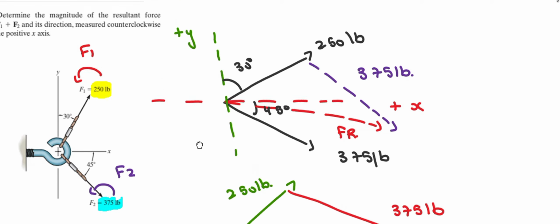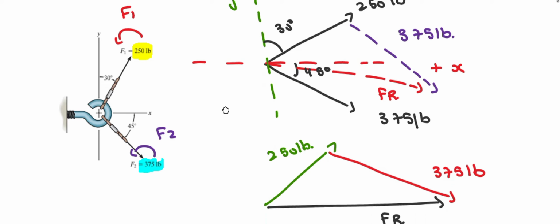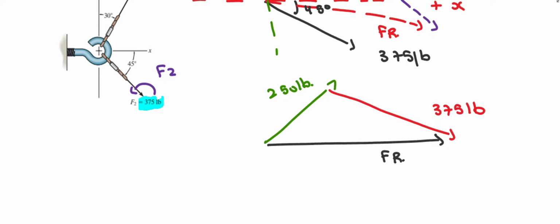The point to be noted here is that the resultant vector is not acting along the positive x-axis. Remember this: unless the question says that the resultant vector is acting along the positive x-axis, you should not consider it along the positive x-axis. So this is our triangle, and in a triangle there are three angles. Let's call this alpha, this one beta, and this one gamma.